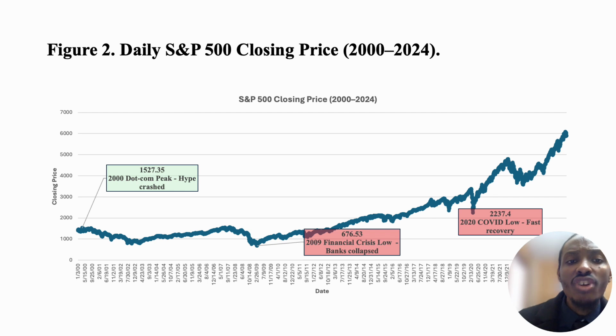So the chart really highlights the volatility that gets hidden in the annual averages. These dips are major moments in the market, and they matter to short-term investors or people looking at market timing.